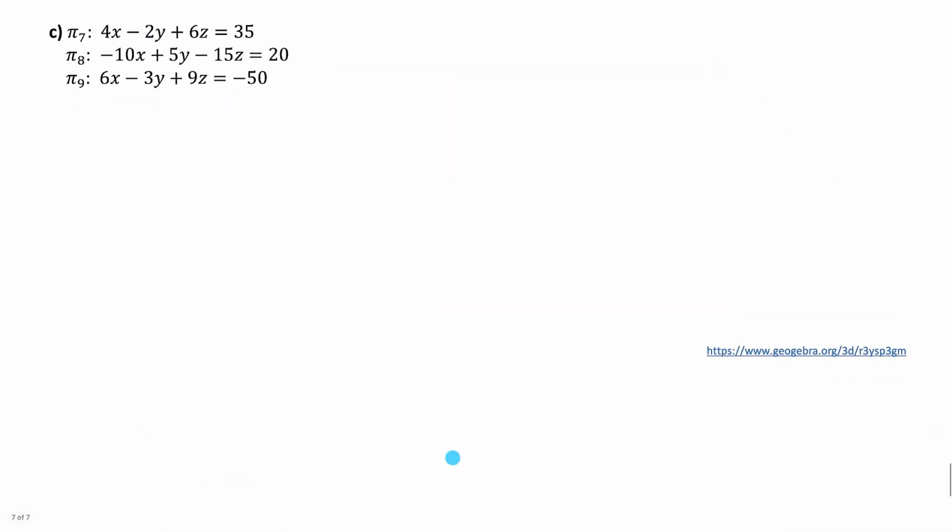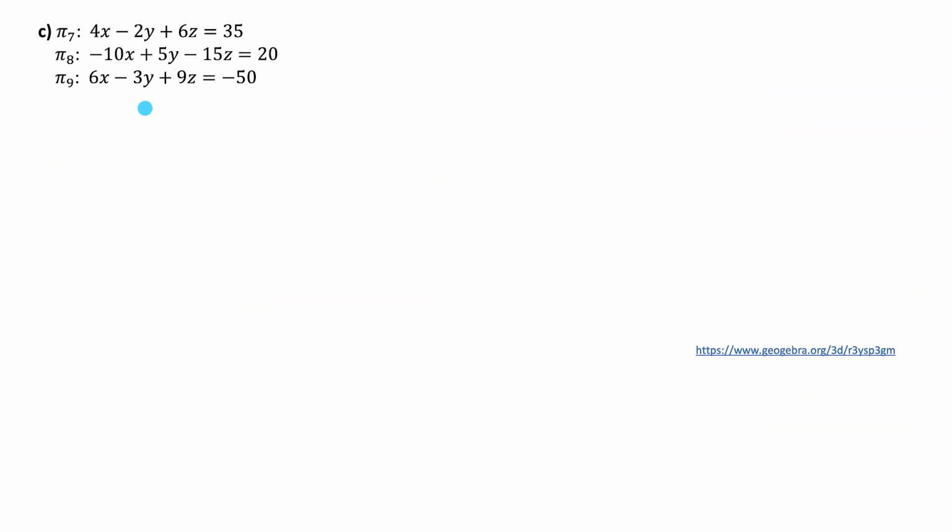And here is our last system we're going to work with. We could compare the normals right away and notice that the normals are all scalar multiples of each other, which tells us all three planes are parallel. But the ratio between the constant terms don't share that same ratio, so all three planes are parallel and distinct. But let me just show you algebraically, if you didn't notice that, what would happen and how that would tell you that what you have is in fact an inconsistent system.